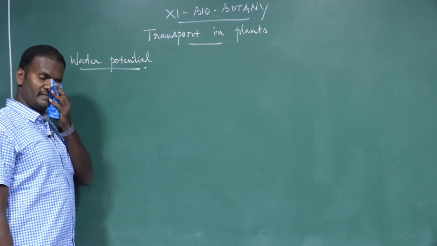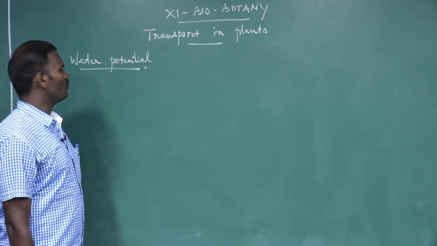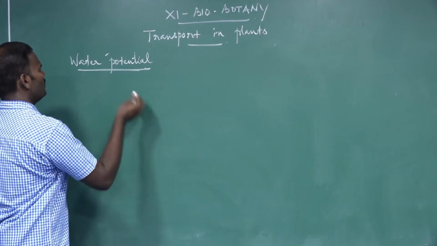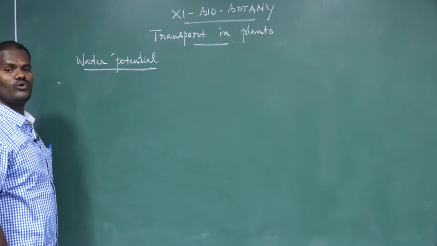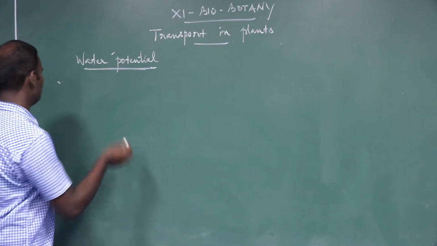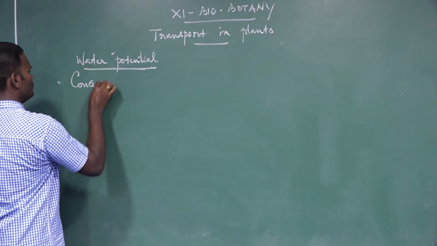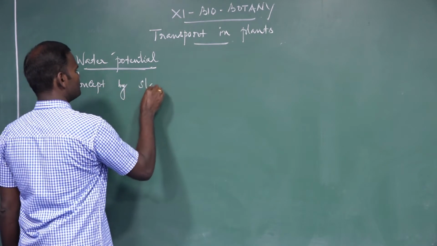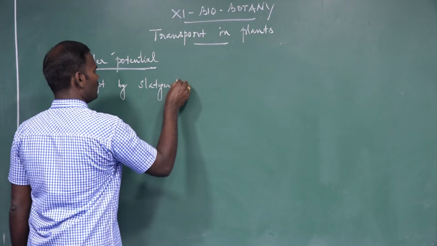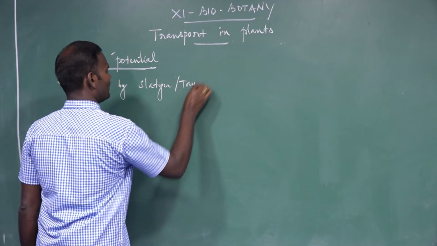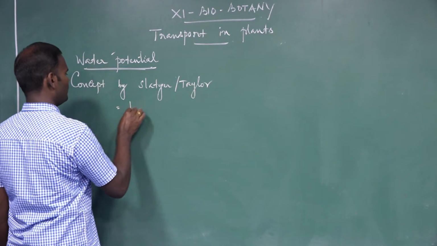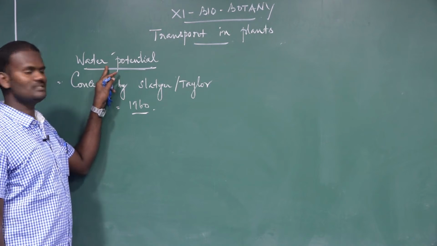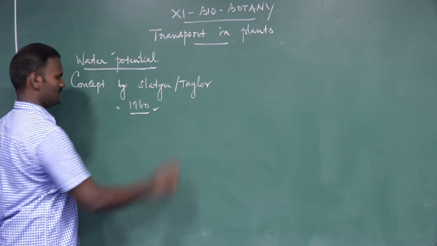The next topic, in water relations of plants, is water potential. What do you mean by water potential? How does it play an important role in the water relations of plants? The concept of water potential was first introduced by Slatyer and Taylor in the year 1960.